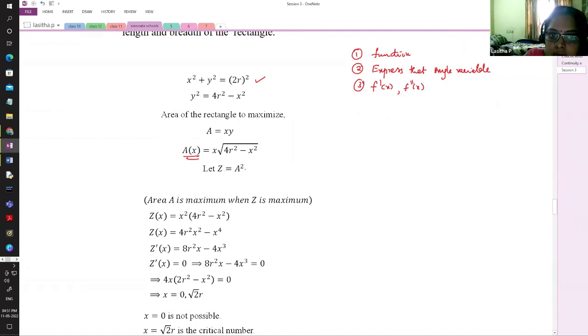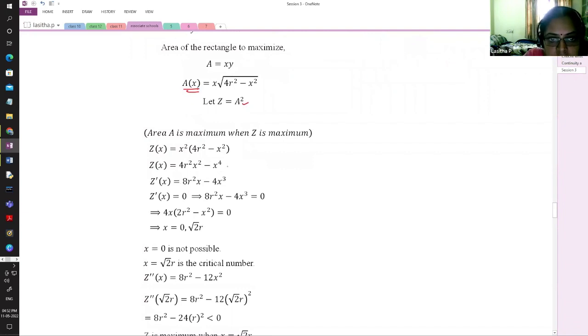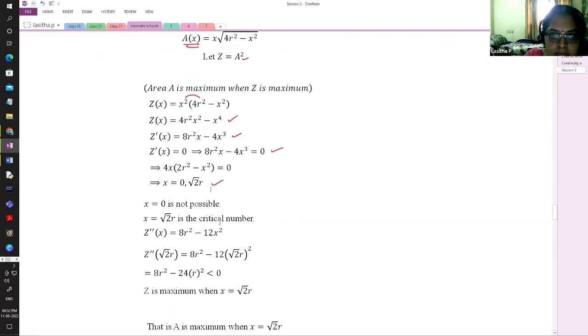We can give Z is equal to capital A square, and we can say that if A square is maximum, then Z will be maximum. Z will be maximum or minimum depending upon this value. In that way, we can square it, make the question simplified, and then go for the differentiation. Here we can just simply open the bracket, no need of even the product rule. Simply open the bracket, and the first derivative we can find out is 8r square x minus 4x cube. Equating to 0, we will get the points where it is maximum or minimum.